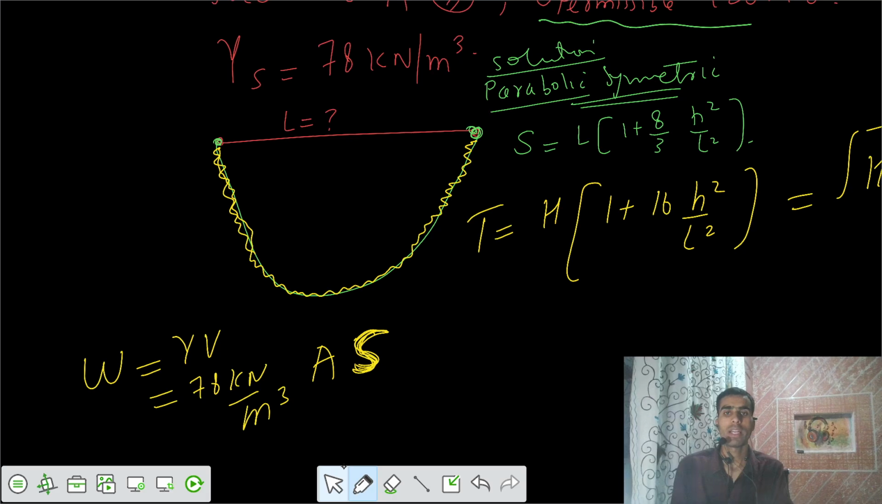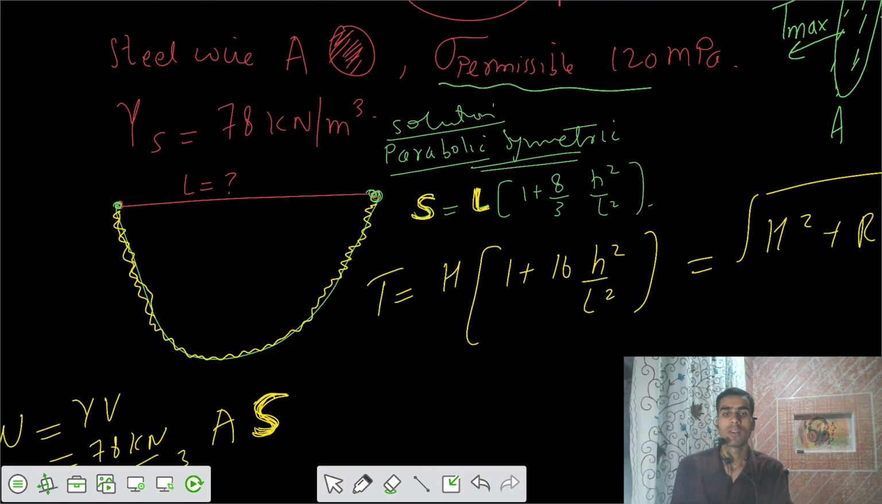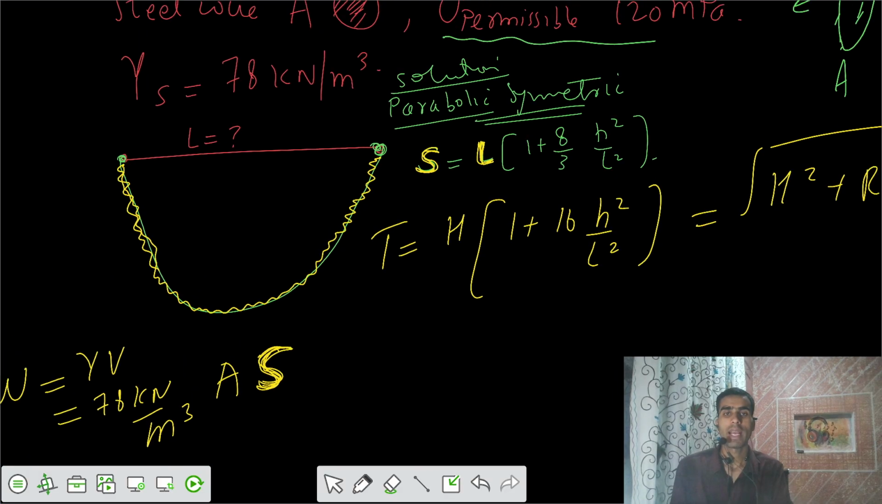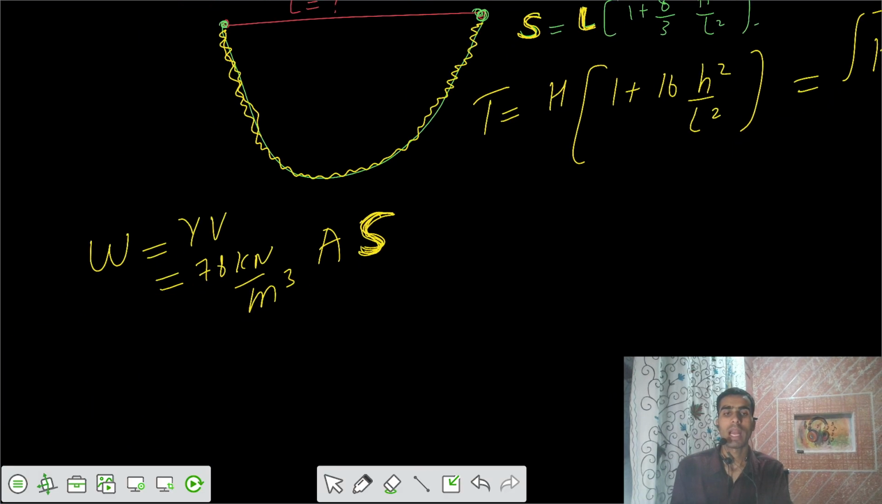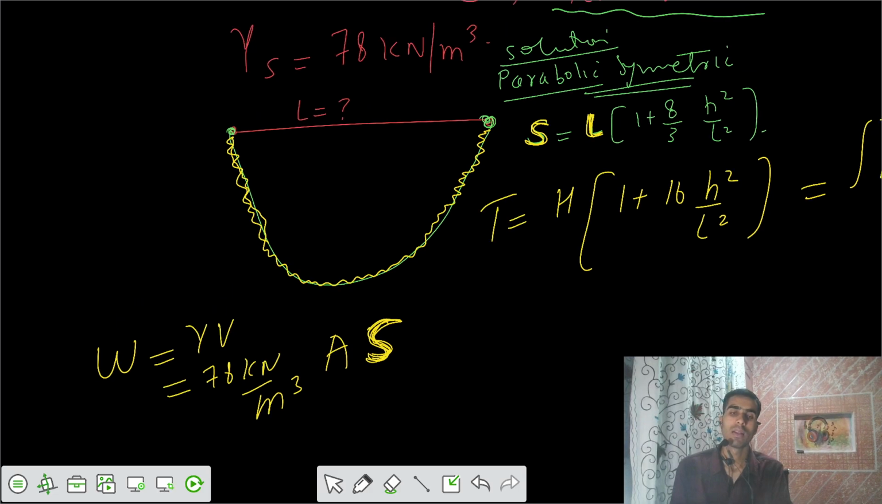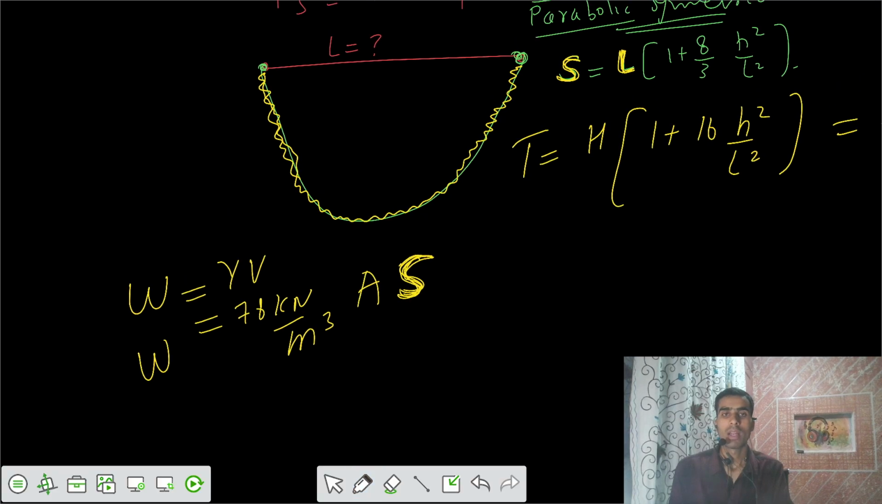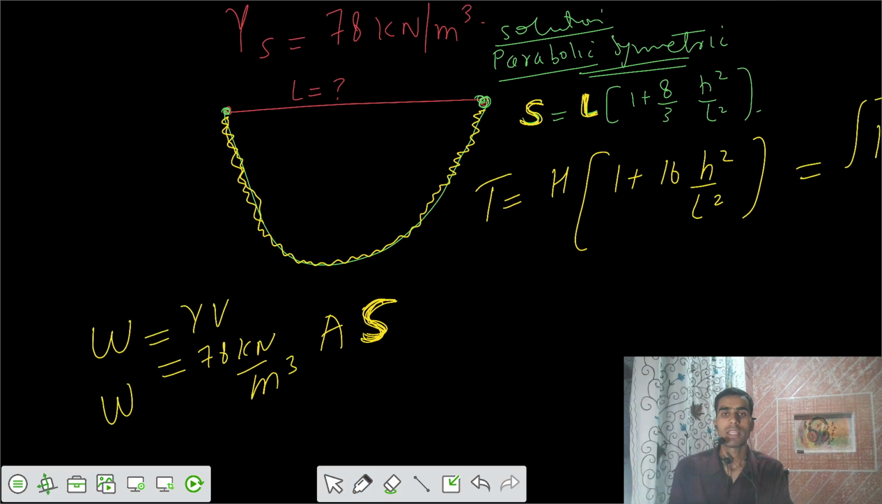So for that, we need this value of S. And from this S, we have a function of L. Your value of L is unknown, so maybe we can get the value of L accordingly. If I have this equation in terms of S equal to a function of L, finally we might get the value of L. So let's keep that W in terms of gamma into A S.